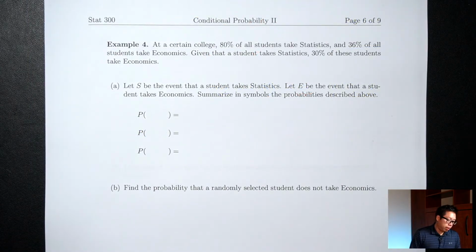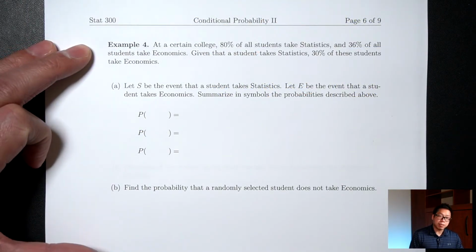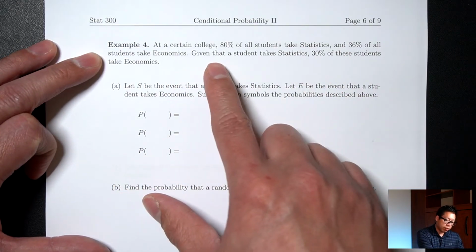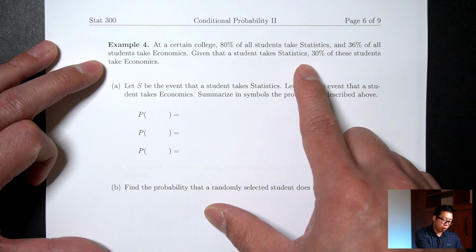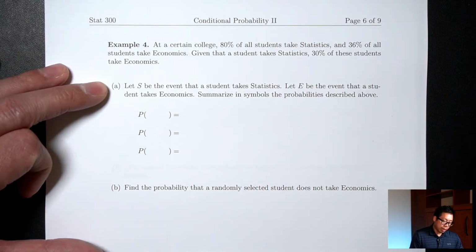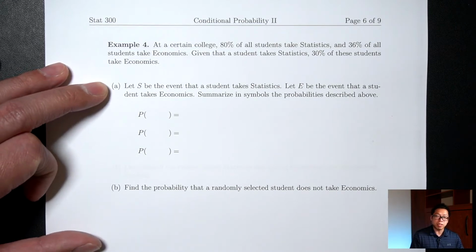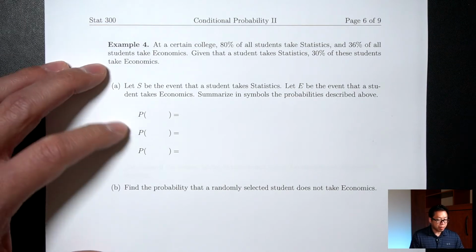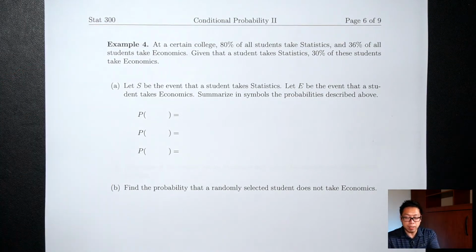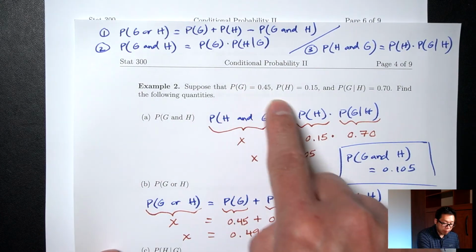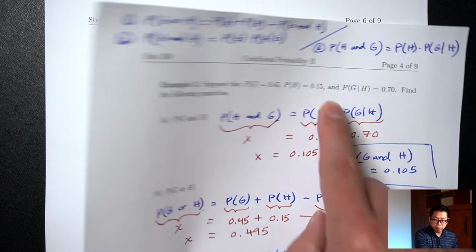Example 4. At a certain college, 80% of students take statistics and 36% of students take economics. Given that students take statistics, 30% of these students take economics. Part A, let S be the event that a student takes statistics, let E be the event that a student takes economics. Summarize in symbols the probabilities described above. And the symbols I'm looking for are things like in the previous examples. P of G equals 0.45, P of H equals 0.15.